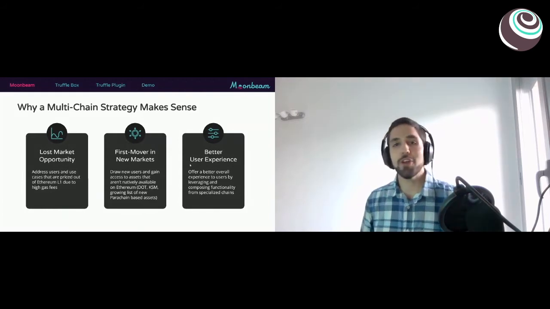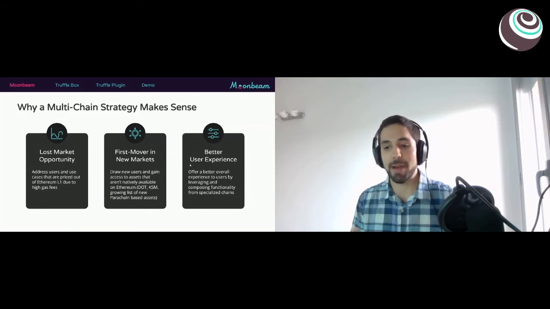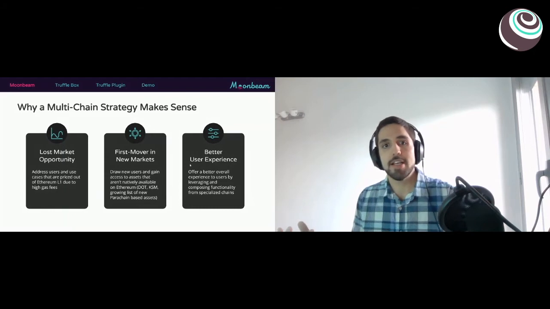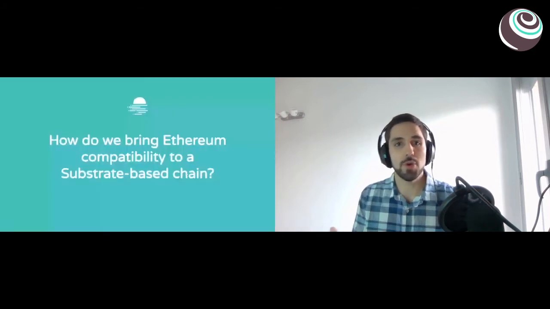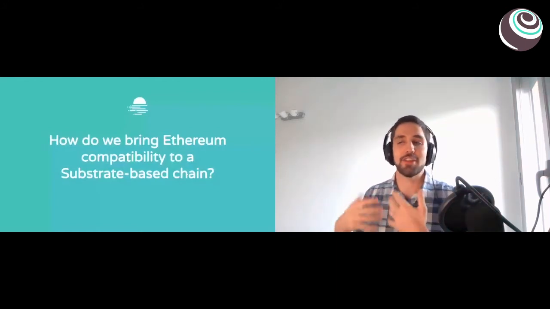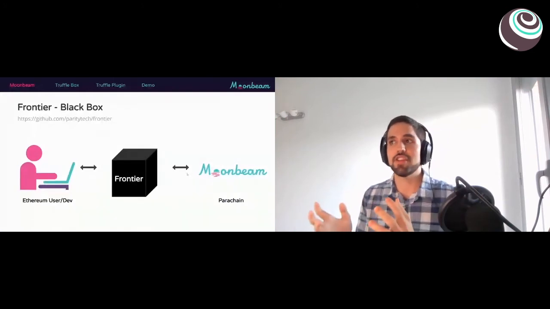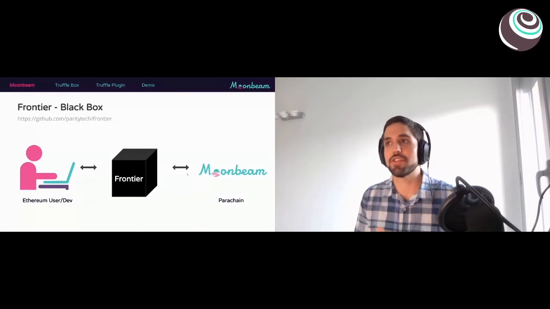So how do we bring Ethereum compatibility to a Substrate-based chain? If you think about it, Moonbeam is built on Substrate, and Substrate is based on Rust. So how can you actually use these Ethereum tools on a Substrate-based chain? That is the question. And the high-level answer that I like to give in this case is Frontier. And the definition that I like to give the most is the black box definition.